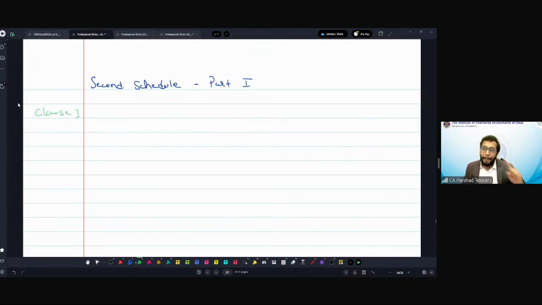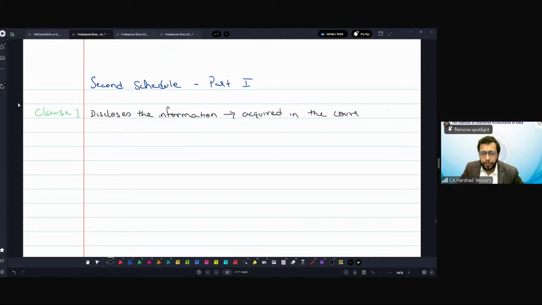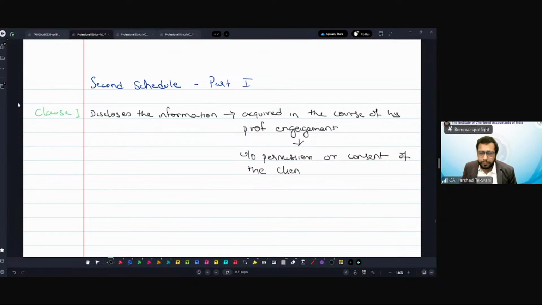Starting with the first clause: if a member in practice, or a CA in practice, discloses information acquired in the course of his professional engagement, that too without the permission or consent of his client, or otherwise required by law. A very important part is without permission or consent of the client.